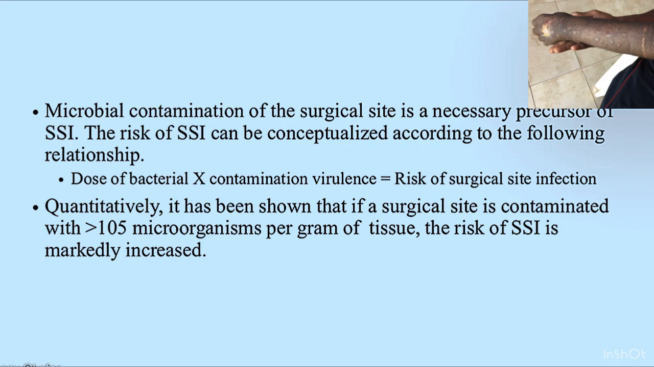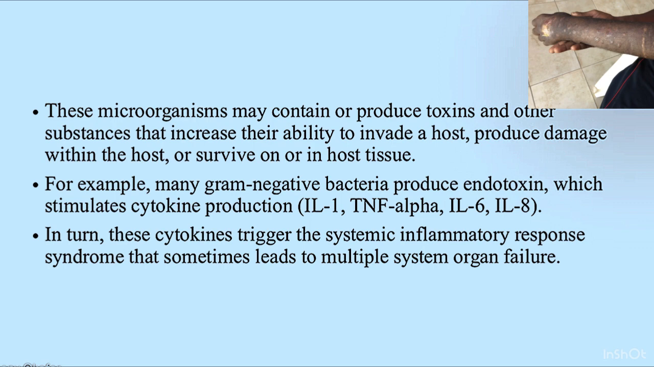Microbial contamination of the surgical site is a necessary precursor for one to have surgical site infection, and the risk of SSI can be conceptualized according to the following relationship: the dose of the bacteria and the virulence of the organism, which is the ability of the organism to cause disease, would increase one's risk of having surgical site infection. And quantitatively, it has been shown that if a surgical site is contaminated with greater than 10 raised to the power 5 microorganisms per gram of tissue, the risk of SSI is markedly increased. So these microorganisms may contain or produce toxins and other substances that increase their ability to invade a host, and therefore produce damage within the host or survive on the host tissues.